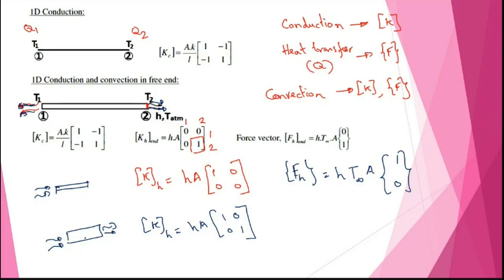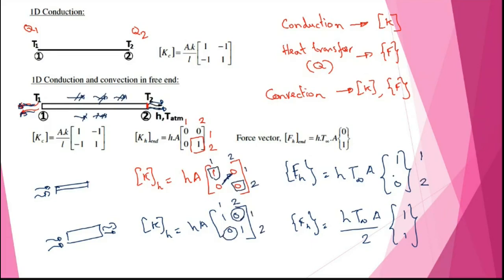Here, if you have convection on both sides, FH will be H T infinity A divided by 2. Here we put the division by 2, and add the entries, so HAT infinity [1 1]. So the problem depends on whatever category it is: convection on the left side, the right side, or both sides. You have to consider the matrix and solve the problem related to this.